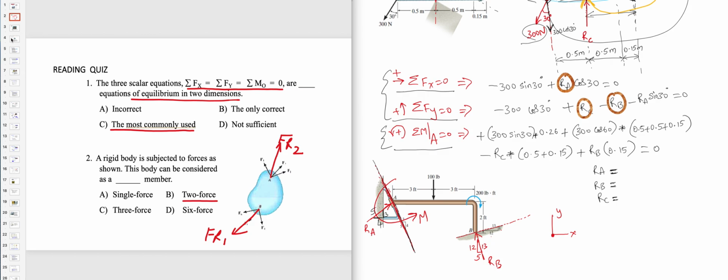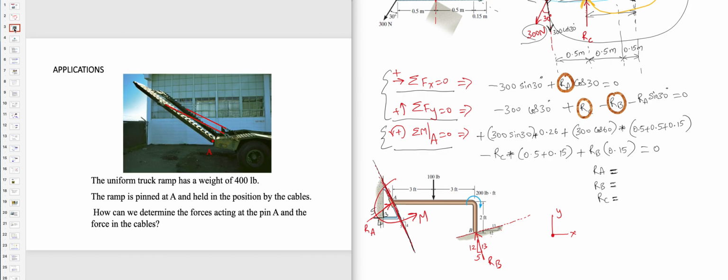So that's why we have 2 forces in the system. For example, there is a ramp which is pinned at A. We already saw this problem. How can we determine the forces acting at pin A? First of all, we have to replace the pin with its reaction forces, support reactions, that's what we call.